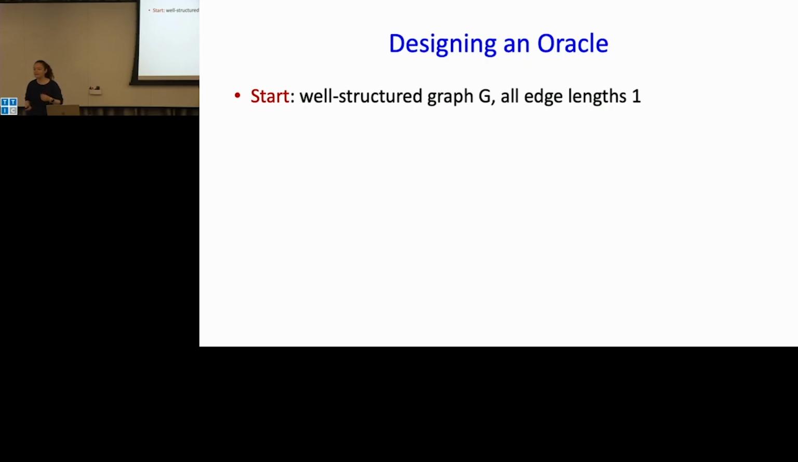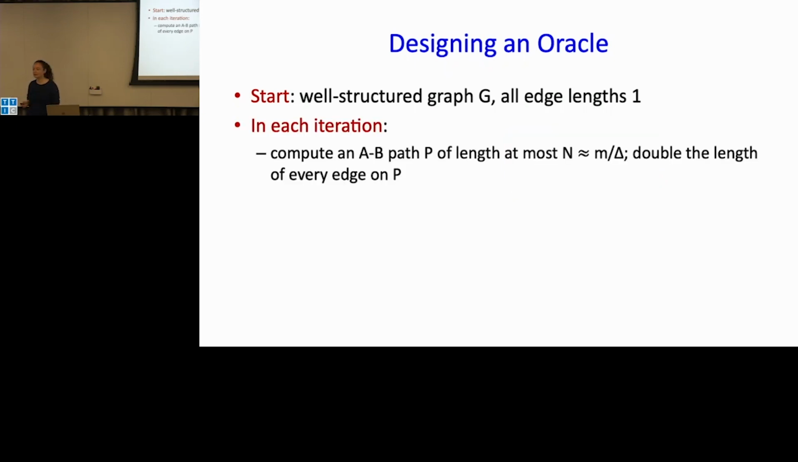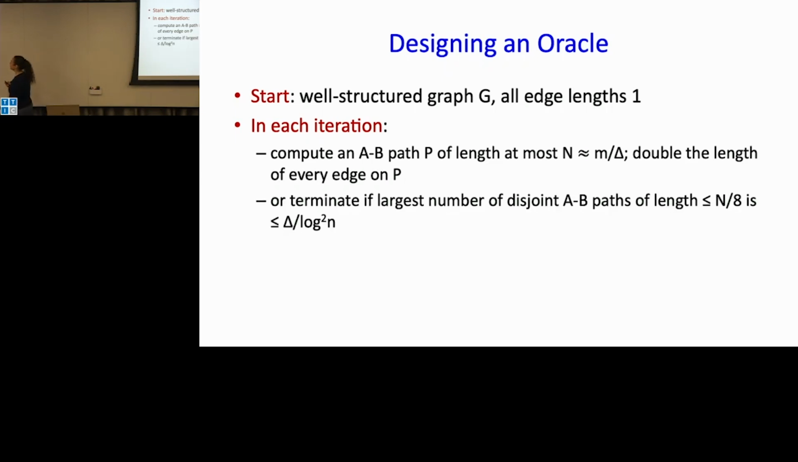So again, to summarize, we start with a well-structured graph. And the edge lengths are 1 at the beginning. In fact, they're not 1 at the beginning, they're 1 over this capital N. But I'm just going to scale them by n because I want them to be integral. And then we do iterations. In every iteration, I want to compute an A to B path whose length is at most n, and then double every edge on this path. And I'm allowed to terminate this algorithm early if I figure out somehow that the largest number of disjoint A to B paths that remain is at most delta over log squared n, and short is n over 8.